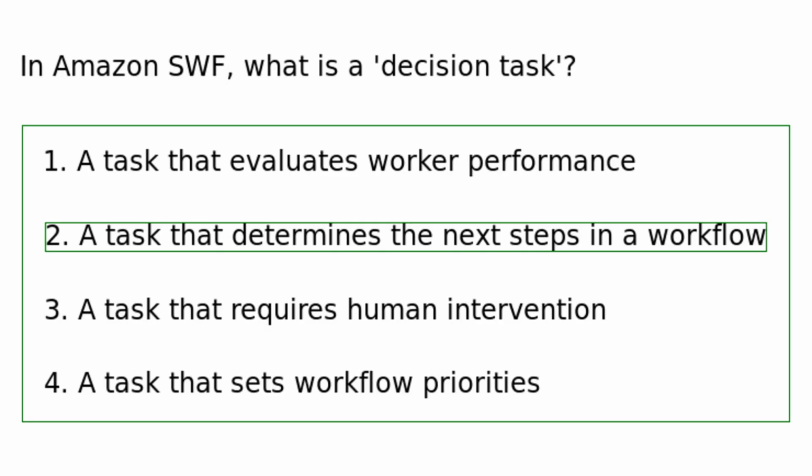In Amazon SWF, a decision task is a task that determines the next steps in a workflow. It is sent to the decider, which uses the workflow's current state to decide which activities to schedule, timers to set, or signals to send.